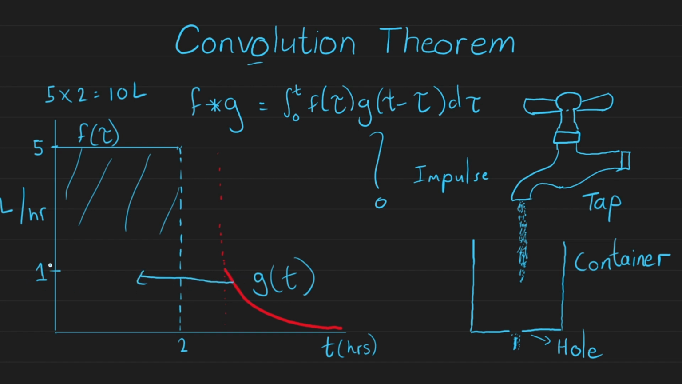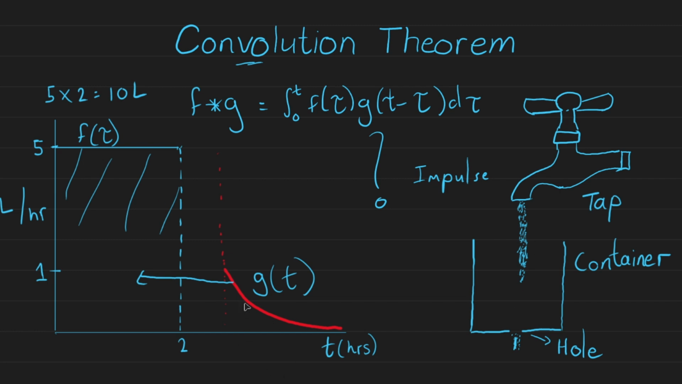We have to move it here, and then redraw it to be directly below f of tau. And now if we somehow combine these curves and adjust this f of tau using this red curve, then we'll get an idea of the correct amount of water that is inside this container at a certain amount of time. That is what convolution is. Convolution literally means where we take two functions and combine them together such that we can get some kind of property out of doing that.